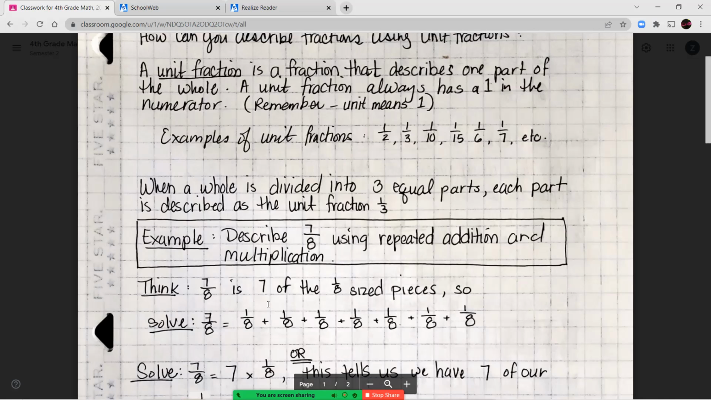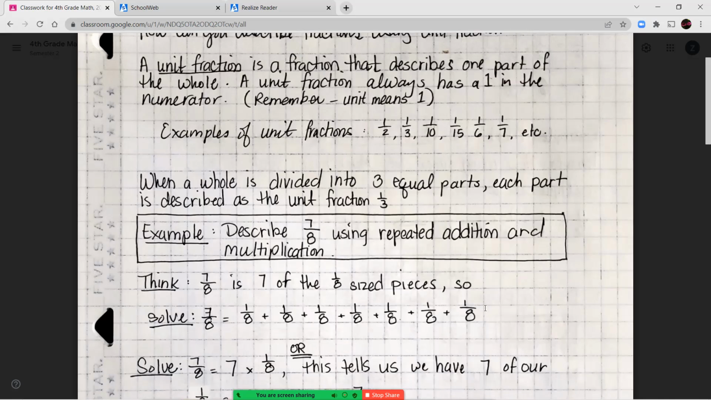Because remember, when you're adding fractions with a common denominator, your denominator stays the same and you just add your numerators. So if I'm using repeated addition, that means we're adding the same thing over and over again. 7 of our 1/8 pieces will give us 7/8.